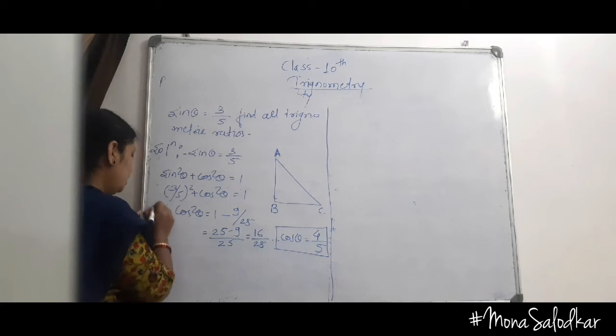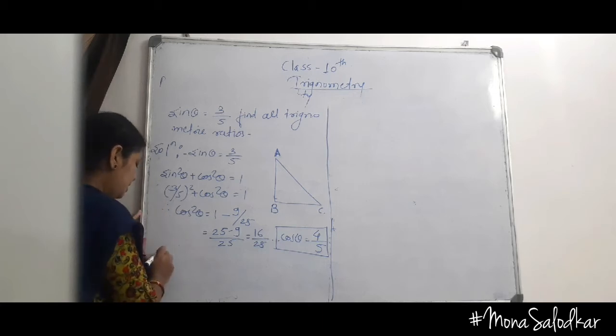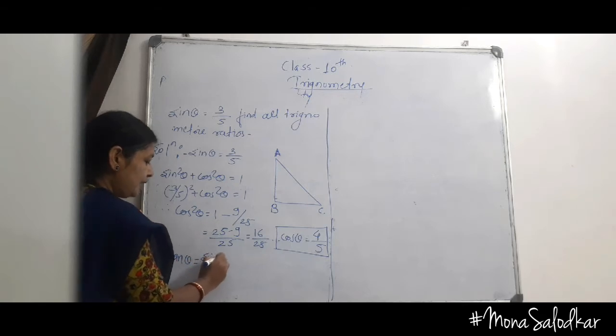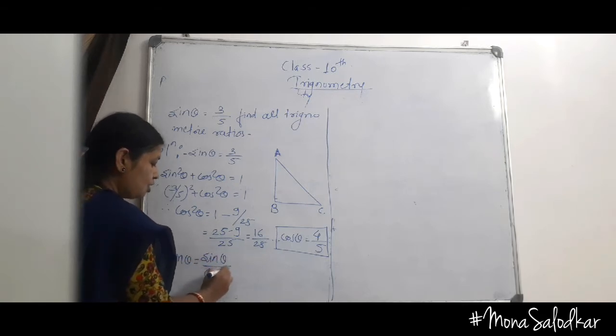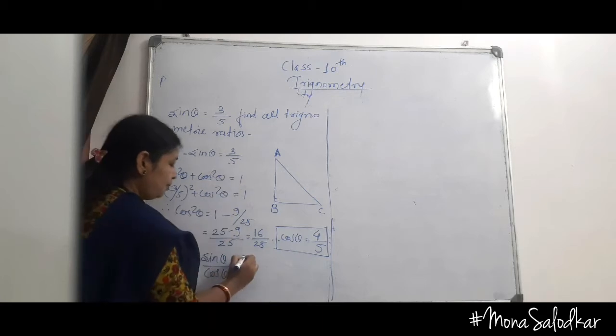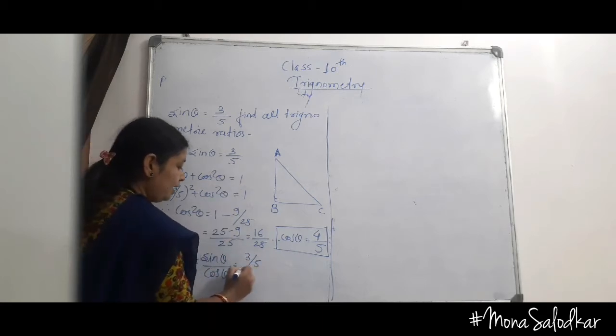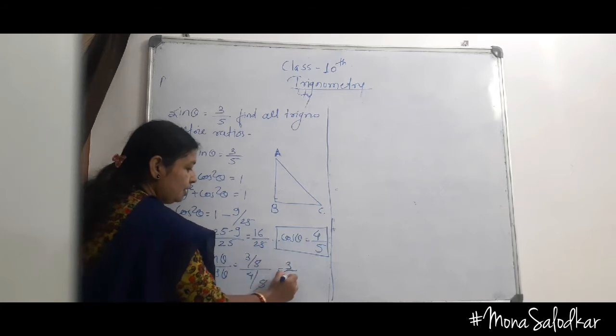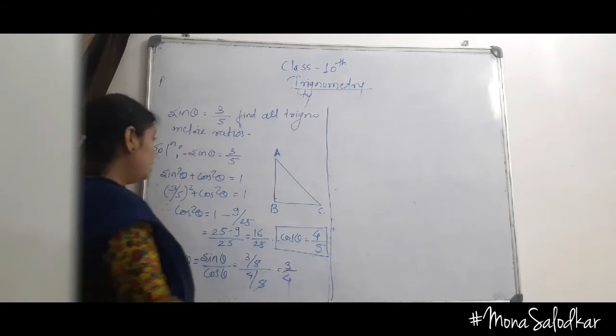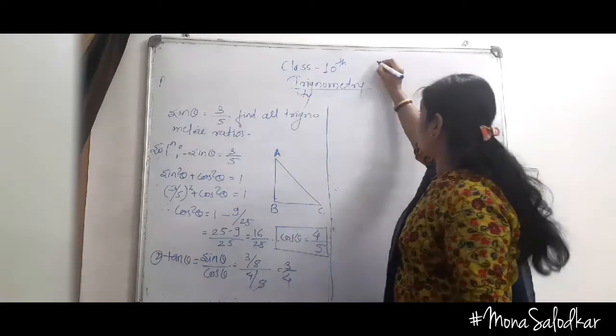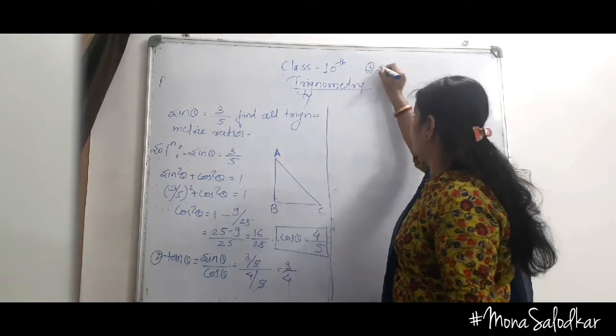Now second, you have to find out tan theta. Now what is tan theta? Sin theta upon cos theta. Now sin is how much? 3 upon 5 and cos is 4 upon 5. 5 will be cut, what you get? 3 upon 4.